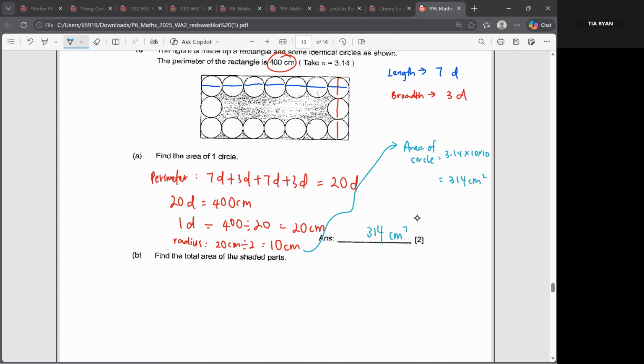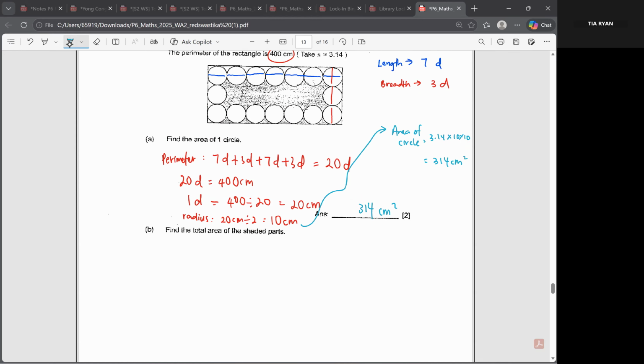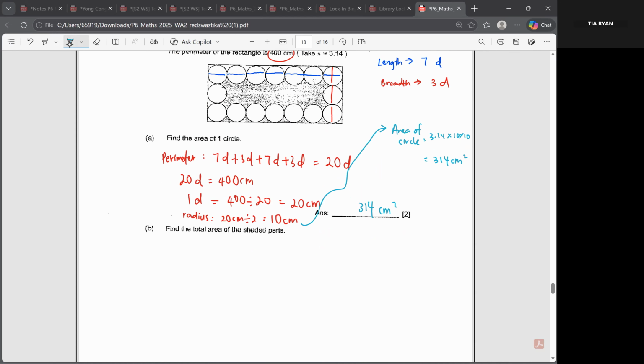The next part is to find the total area of the shaded part. The shaded part is everything else except the circle. When I see this, what concept comes into my head? Big minus small. What is the big? The whole rectangle. Yes, big minus small. The big will be the rectangle, and then the small will be the little circles. Yes or no?